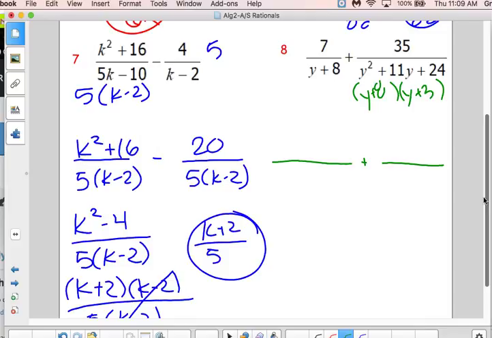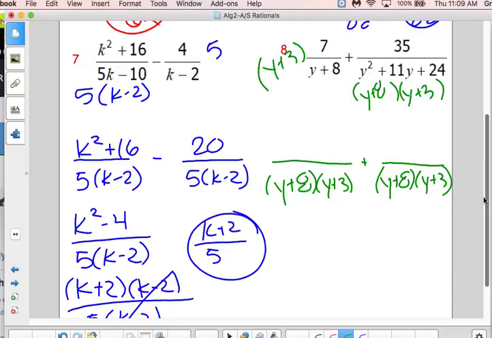So the common denominator is just all the individual pieces. What's one of the pieces? y plus 8. What's another piece? Are there any other pieces? No. So those pieces are nice to look at because you can tell this first fraction, what piece is it missing? It already has the y plus 8. It's missing the y plus 3.